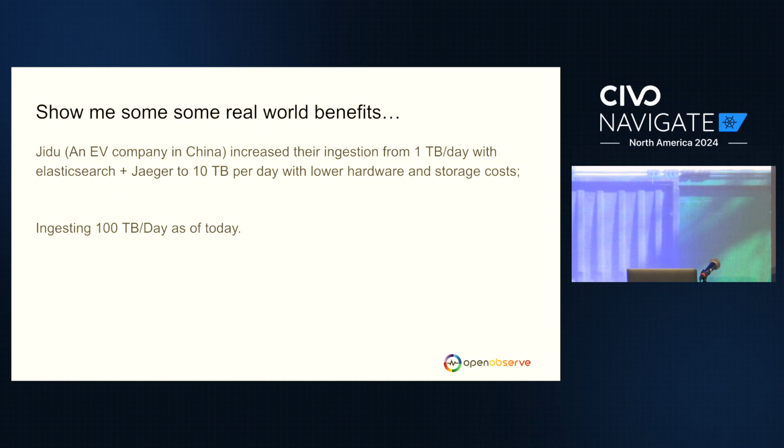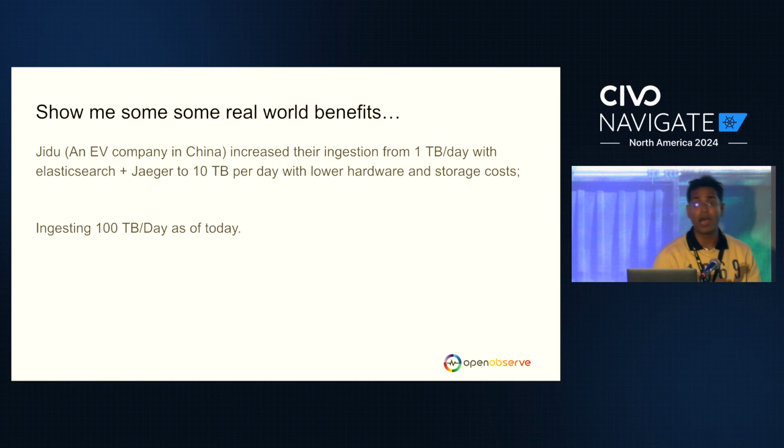These folks were using Jaeger plus Elasticsearch for traces. They were ingesting 1 terabyte of data every day. They were actually producing 10 terabytes of data, but they were doing sampling, because their Elasticsearch cluster was not performant enough and was costing them too much. They moved to OpenObserve and started ingesting all the 10 terabytes of data on less hardware and much lower storage costs. So this is essentially a 10x improvement on the infrastructure front and savings, literally right there. Today they're ingesting 100 terabytes per day on OpenObserve. So this is a real world benefit.